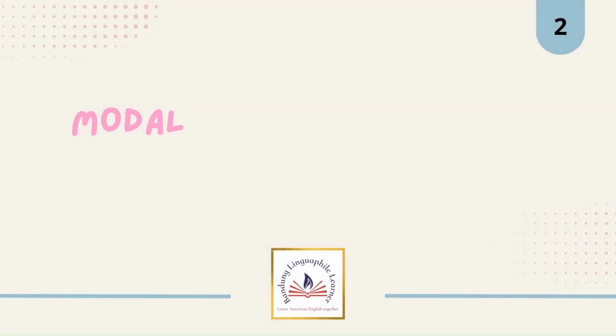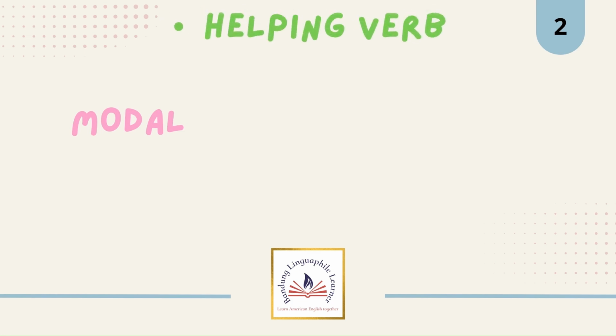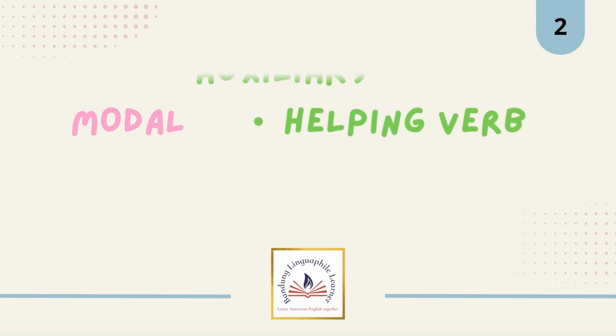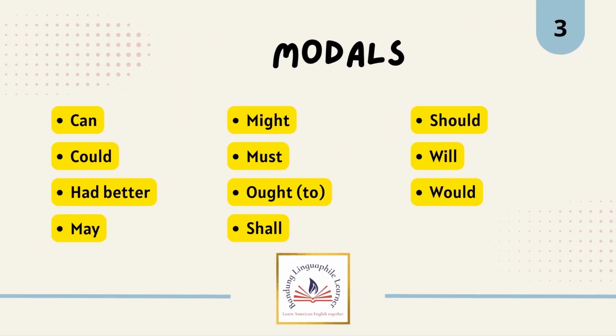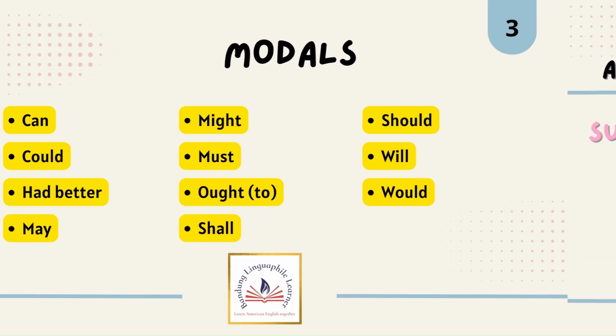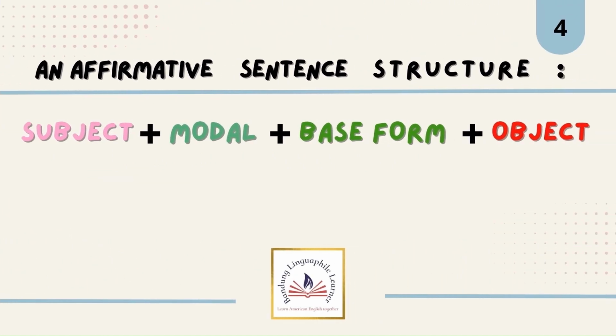So, what is the modal? Modal is the helping verb or an auxiliary verb. There are 11 modals. For example, can, could, had better, may, might, must, ought, shall, should, will, would. To make an affirmative sentence, the structure is subject plus modal plus base form plus object.